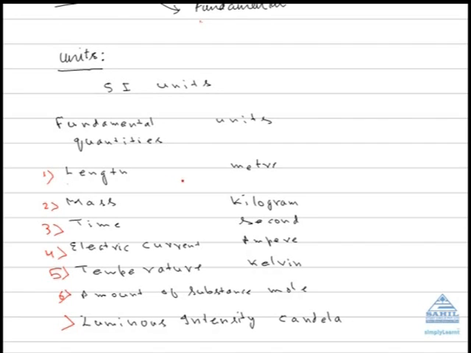The unit of length in SI system is meter. The unit of mass in SI system is kilogram. The unit of time is second. The unit of electric current is ampere. The unit of temperature is Kelvin, and the unit of the amount of substance is mole, and the unit of luminous intensity is candela.